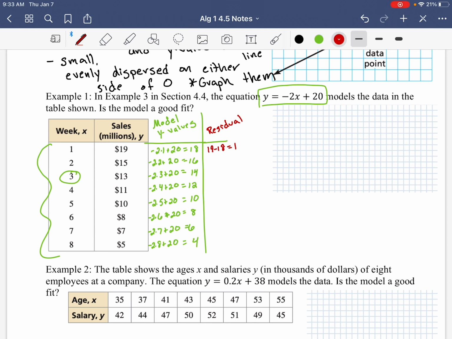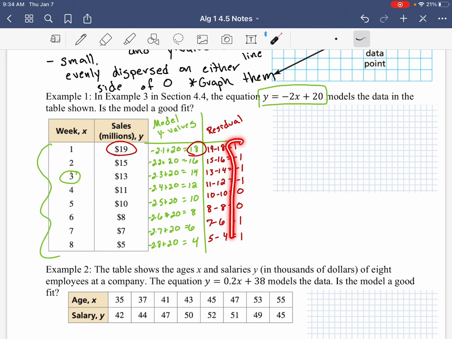So now we want to do all the residuals, the difference. So this was, again, the 19 minus the 18. Then we'll go 15 minus 16. That's negative 1. 13 minus the 14 is negative 1. 11 minus the 12 is negative 1. 10 minus 10, that residual is 0. 8 minus 8, that's residual 0. 7 minus 6 is 1. 5 minus 4 is 1. So my residuals are these numbers right here.